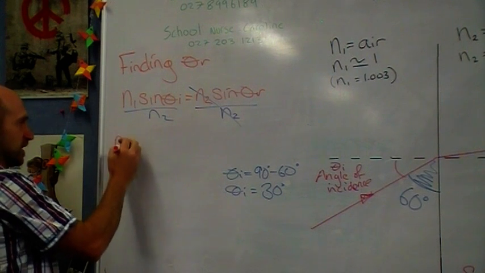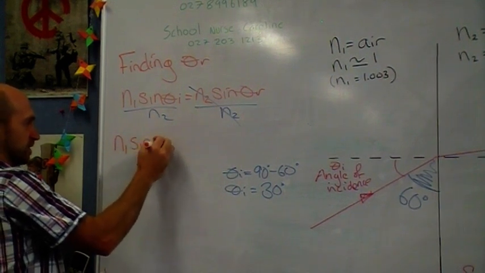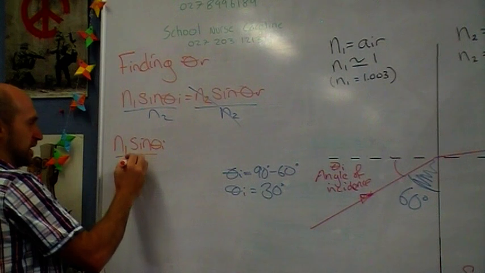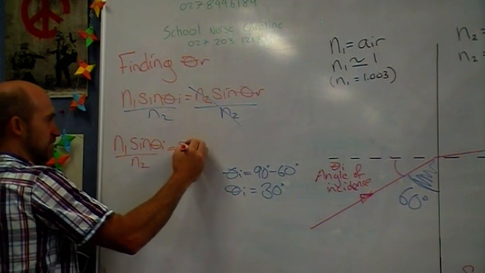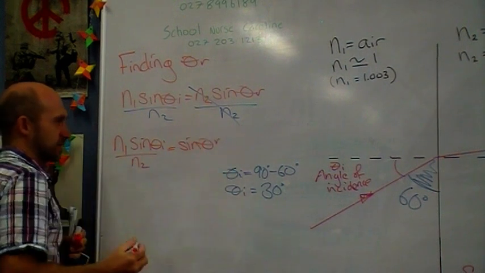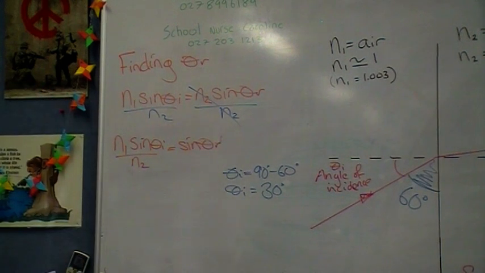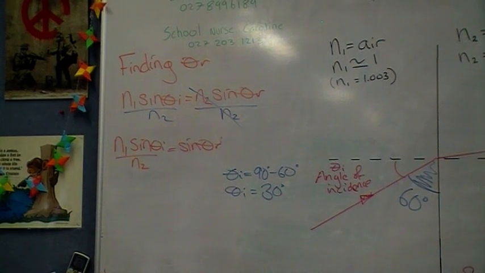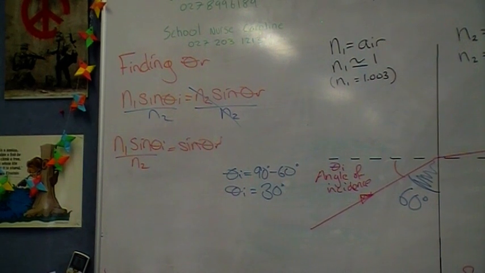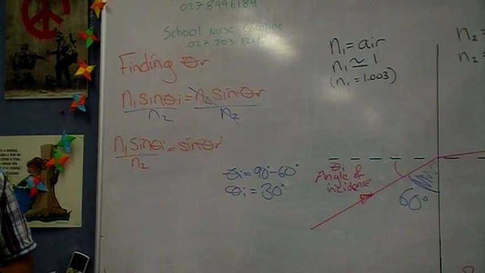So we end up with n1 sine theta I over n2 equals sine theta r. And it's at this stage that we have to think it's a sausage factory. The only way to get the meat back out of the sausages is to put it into reverse. The only way to kill sine is to do anti-sine instead. Anti-sine's a thing, right?